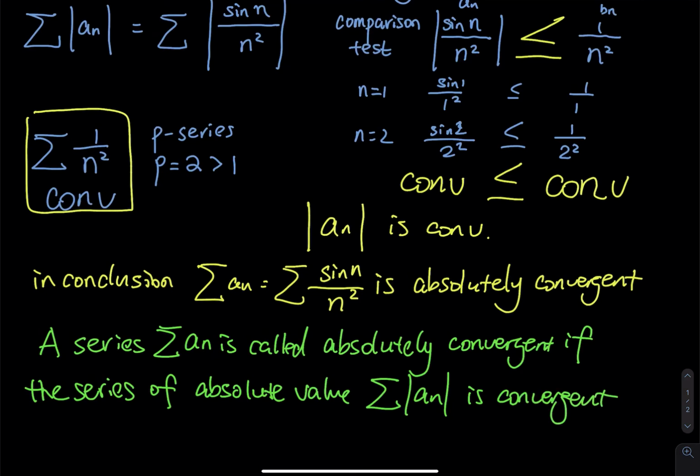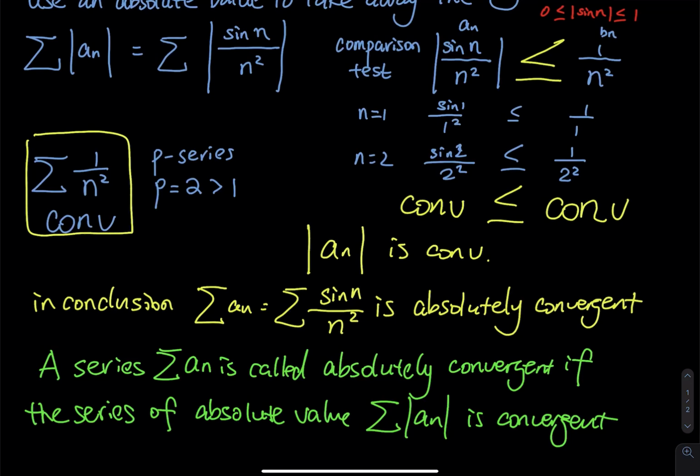We just used the comparison test in the previous example to prove that the sum of the absolute value of an is convergent. So therefore, the given series is absolutely convergent. So that is the first concept you have to learn in this lesson. In the next video, I will give you a few examples for you to study absolute convergence, and after that, I will talk about conditional convergence. That is a little bit more complicated.